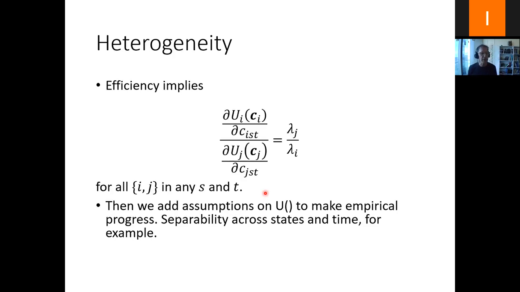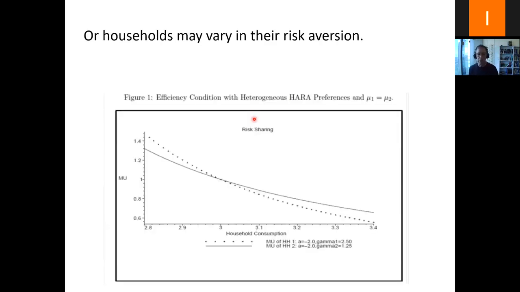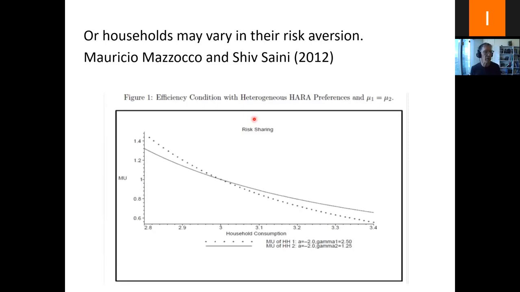So going from this fairly fundamental implication of full insurance, that is that the ratio of the marginal utilities of consumption between any two people is fixed by their Pareto weights, we don't observe marginal utilities, right? There's no data on the marginal utility of consumption. So you have to make some assumptions about this to make empirical progress. So you might assume separability across states and time, for example, expected utility maximization, or maybe households vary in their risk aversion. Maybe some people are very risk averse, and some people are less risk averse. That's the idea of Mauricio Mazzocco and Shiv Saini in their 2012 paper, which looks at heterogeneous risk aversion.